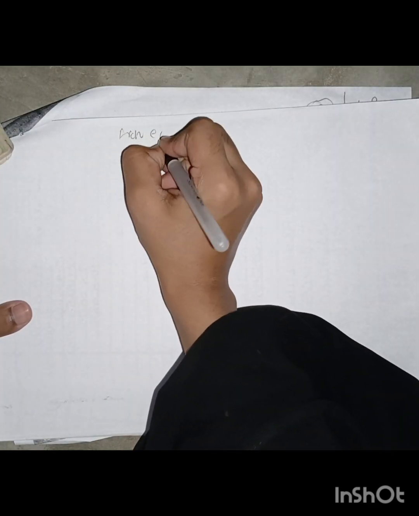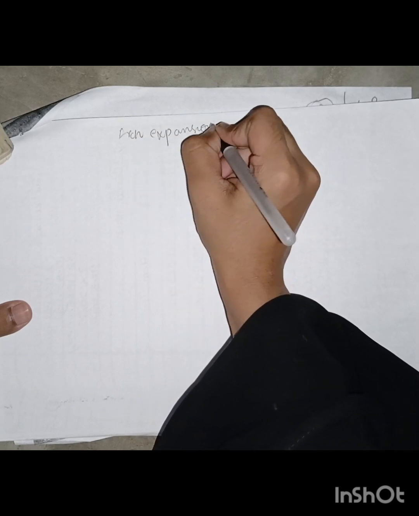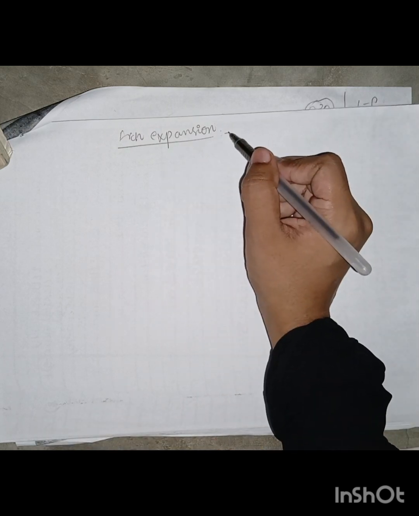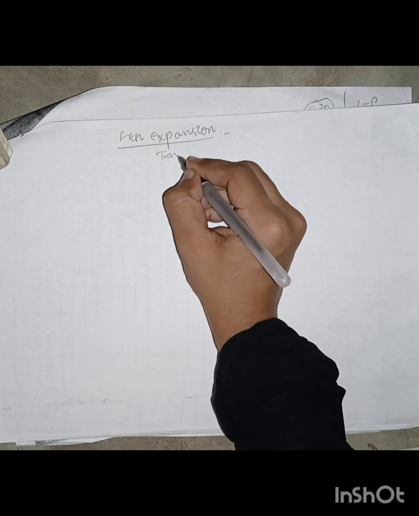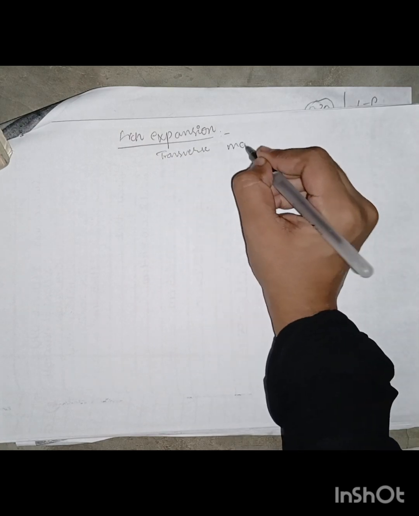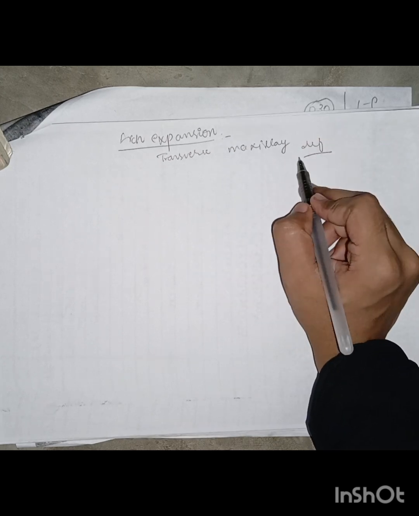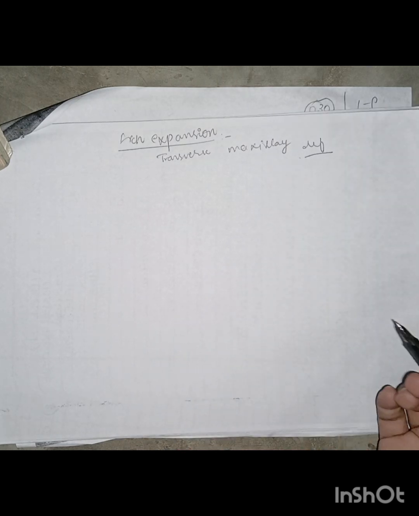So today we are going to discuss arch expansion. Arch expansion has many factors involved in it, like mostly transverse maxillary deficiency, which is due to genetic factors, hormonal factors, environmental factors, and many other factors. So what we have to do is remove this deficiency by arch expansion.